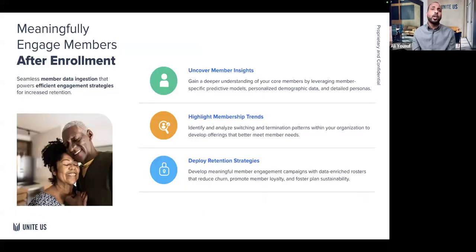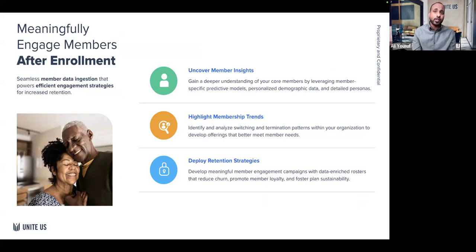So we're going to be focusing here on how meaningful engagement after enrollment can drive long-term retention. And it's also important to note that once members are enrolled, the relationship doesn't stop there. It's really critical to continue to connect with them on an ongoing basis. And then just some things from our book of business here.